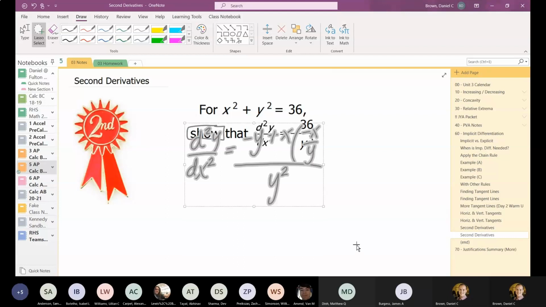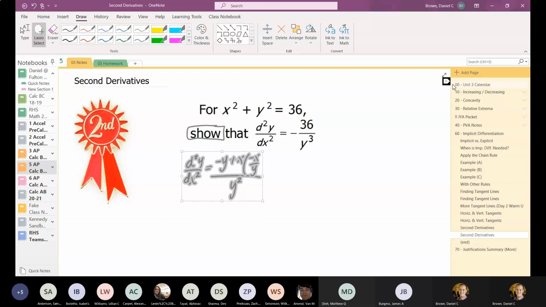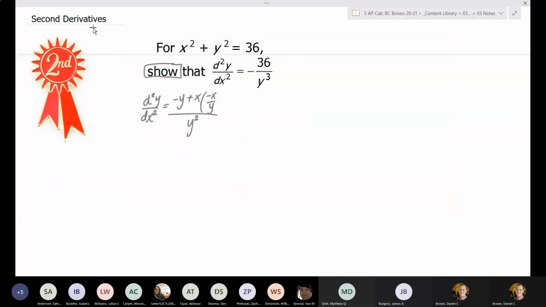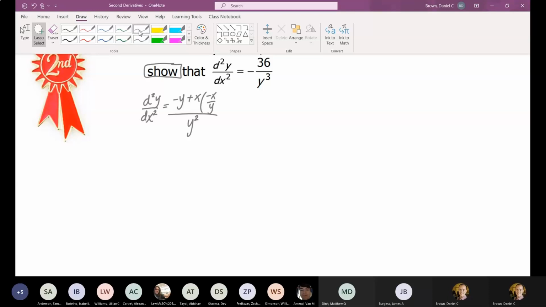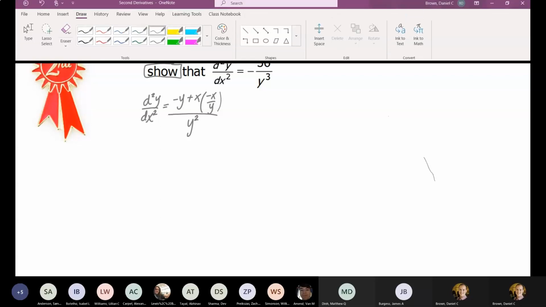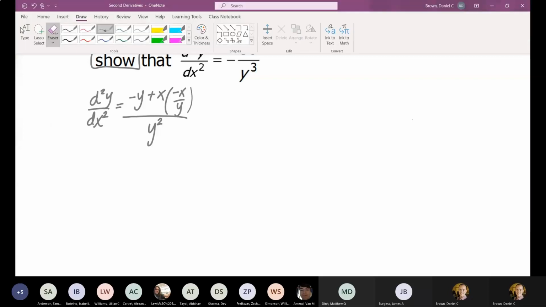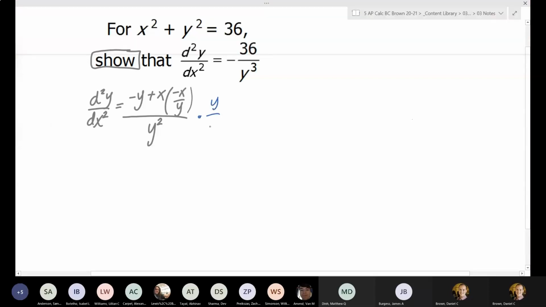And we need to somehow show that this second derivative is the same thing as saying negative 36 over y cubed. So how we need to do that, we need to just start thinking about different ways that we can simplify this problem. I would probably start off simplifying this one first by just getting rid of the extra denominator. So if I'm simplifying this one, I can say, okay, well, let me just multiply both sides by y over y, making sure I distribute across in that numerator.